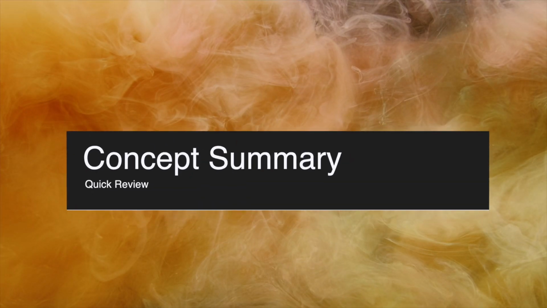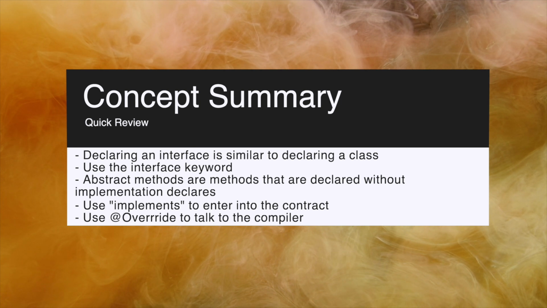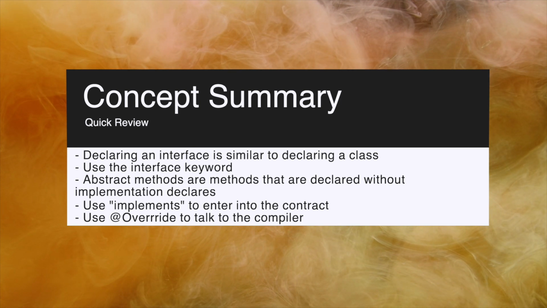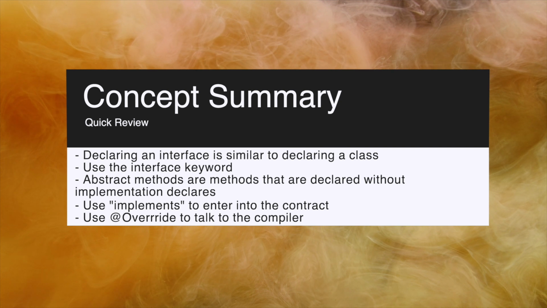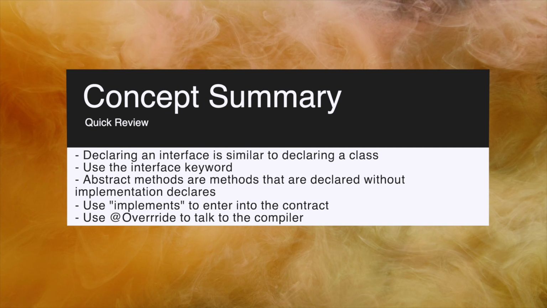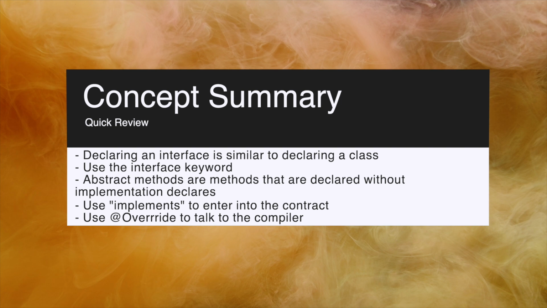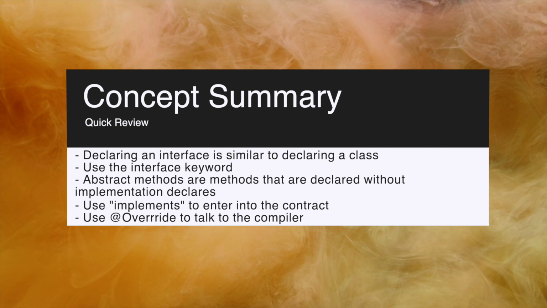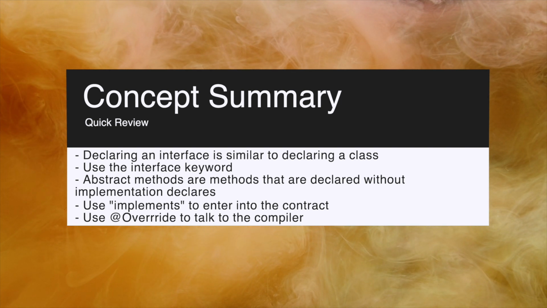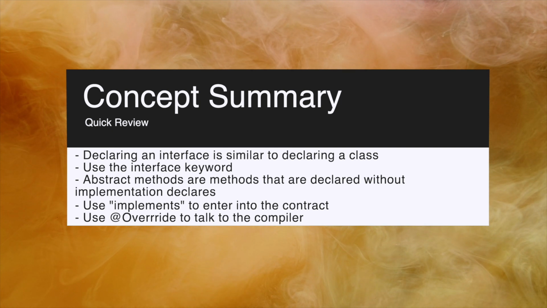Okay, so that was a lot. So let's just take a step back and summarize things. First, declaring an interface is like declaring a class, but we use the interface keyword instead of the class keyword. Second, interfaces can have static methods, default methods, and abstract methods. Third, so far we've only talked about abstract methods. Abstract methods are just methods that are declared without an implementation.